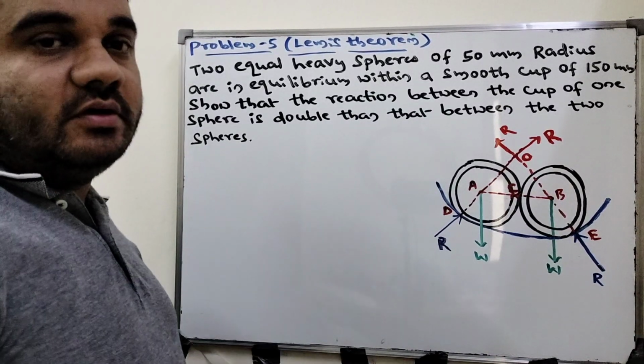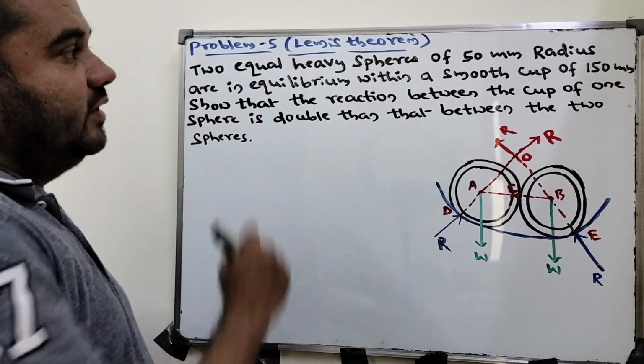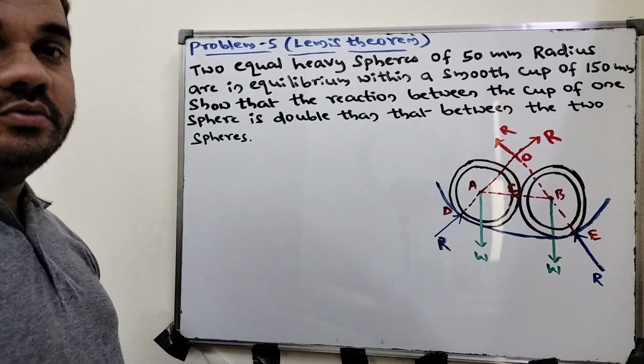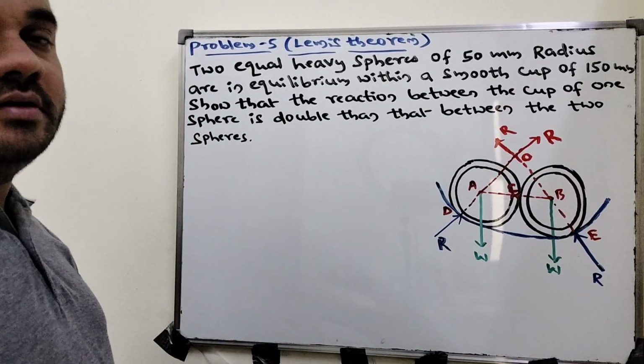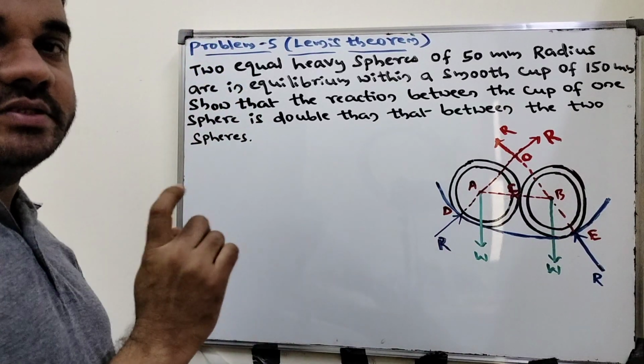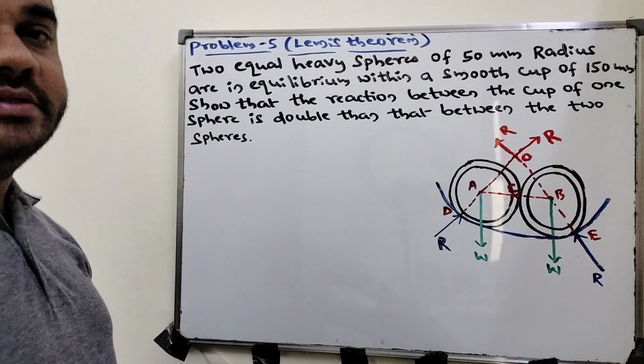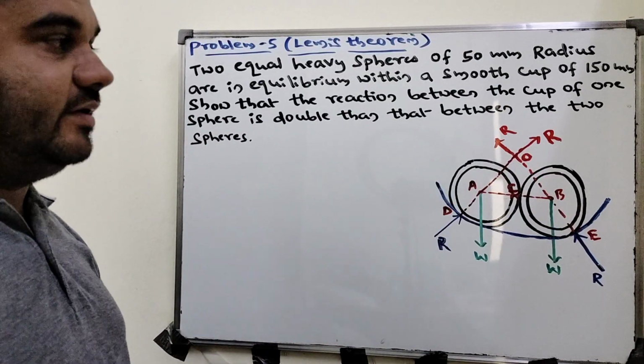In this video, we'll solve a problem related to Lami's theorem. This is problem number 5. Before this, we solved 4 problems related to string applications, where weight is applied onto the string at different points, and we have to calculate the reactions.